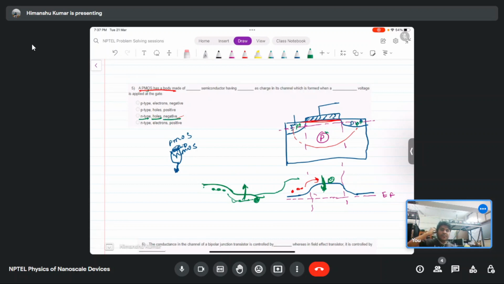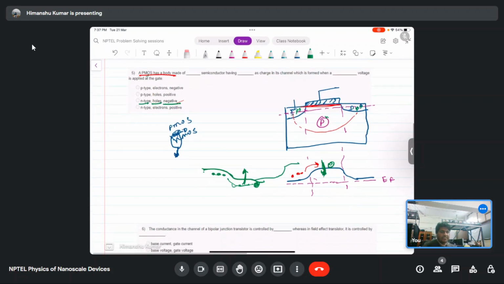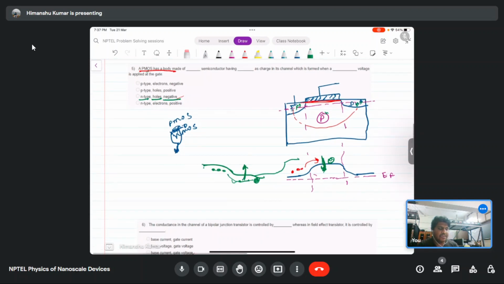Is there any confusion in this? I can go into more detail, but for now it's not needed. The whole detail will be discussed in an upcoming lecture. For the time being it's not needed actually. So if you have any specific doubt related to this, then I can talk. Yeah.